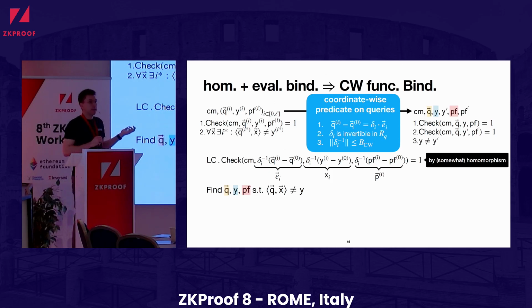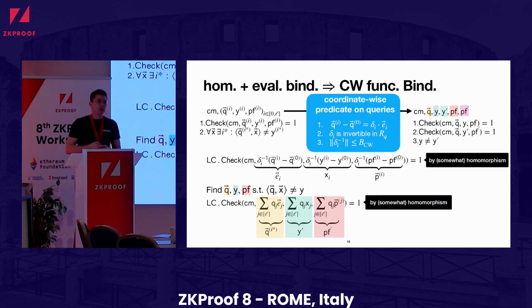Then we can find some index in all of these queries that we have so that the query and the answer disagree for this vector. And then we can use homomorphism again to compute a conflicting opening for the same query. So we'll compute the query Q here by combining these indicator vectors with the coefficients. We'll get a different opening y prime, which is different by assumption, and then some other proof that is also going to be somewhat short. And that's going to be exactly what we need for evaluation binding.